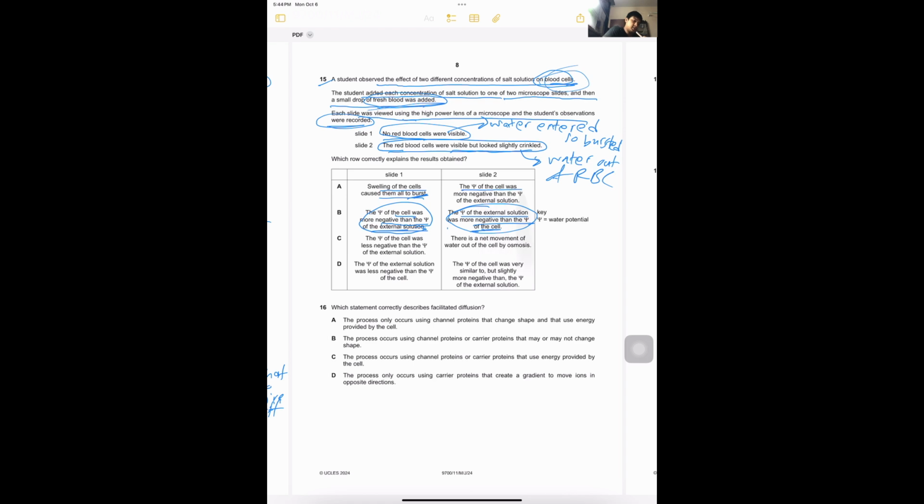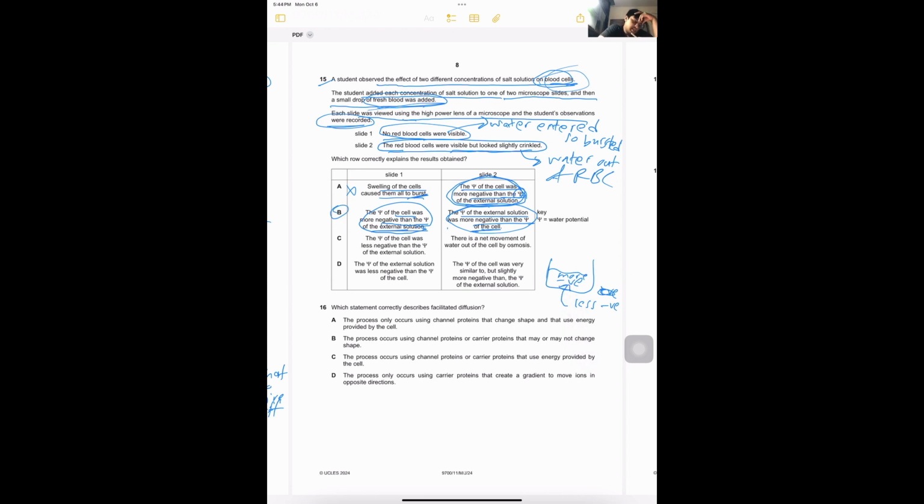The water potential of the cell more negative than the water potential of the external solution? No, if this would have been the case, then water would have entered, so that is wrong. So let's say this is a container, this is minus V and outside is plus V, a more minus V, less minus V, so water would enter.